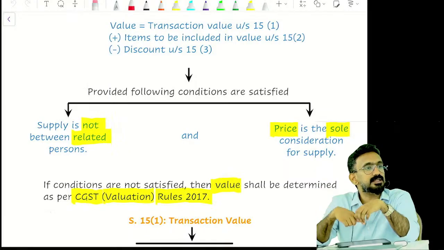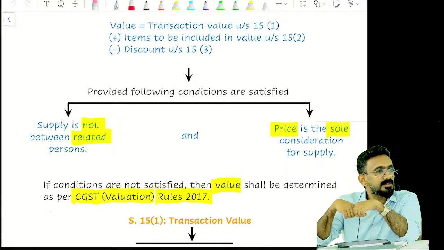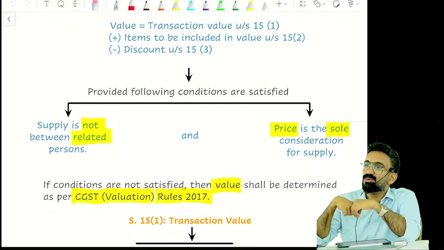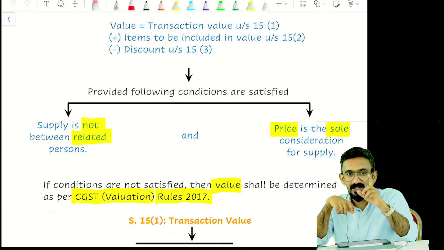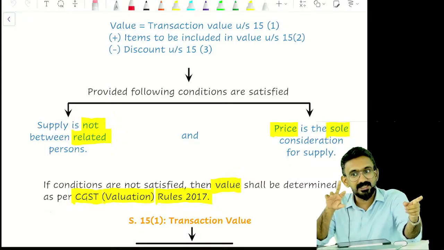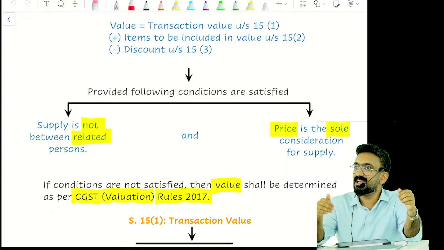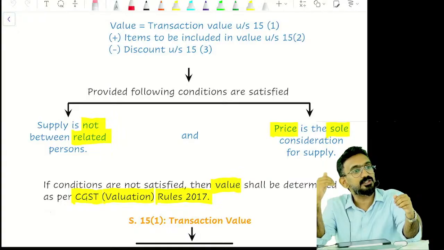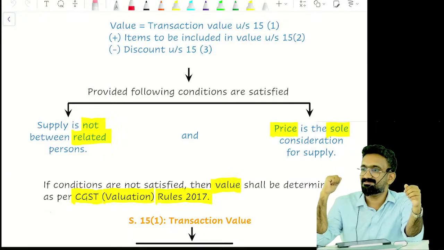Can I do a transaction like this? People can plan. No, what if people plan? What does the government want to counter? Government, what did they do? Said, I will not only take your value as transaction value. You collected some other amount from the same customer, like interest on delayed payment of consideration. I will ask you to add it back to the value. Which section? 15 subsection 2 clause d.